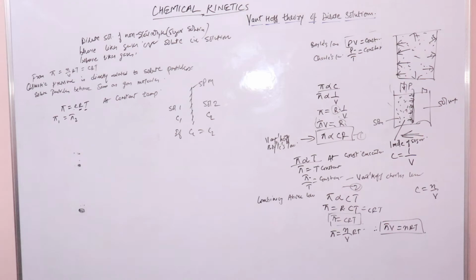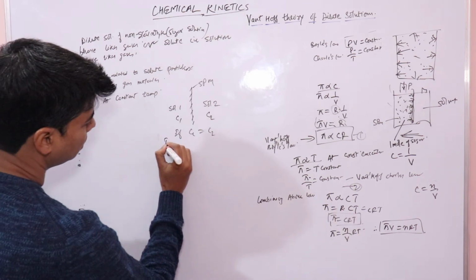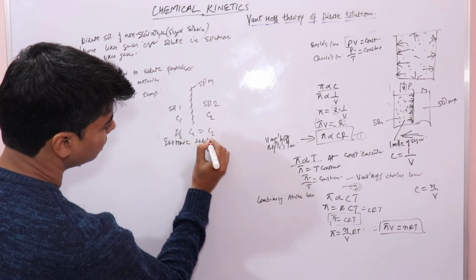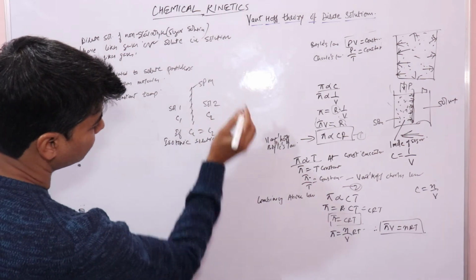So these solutions that have the same concentration are known as isotonic solutions. We call these solutions isotonic solutions. Isotonic solutions are those that have the same concentrations, right?